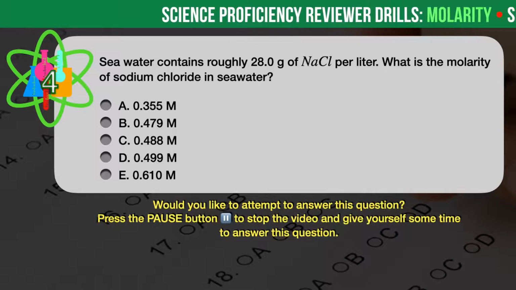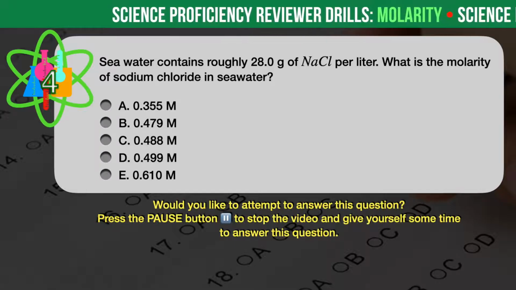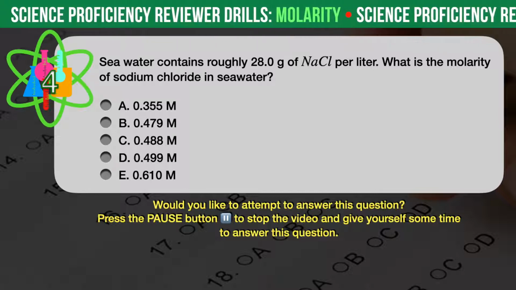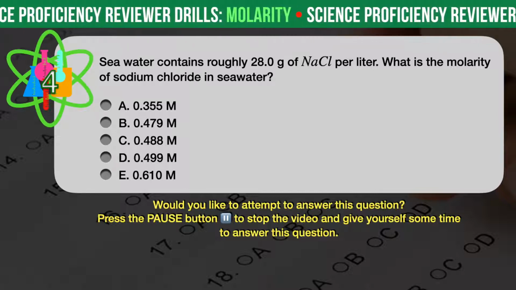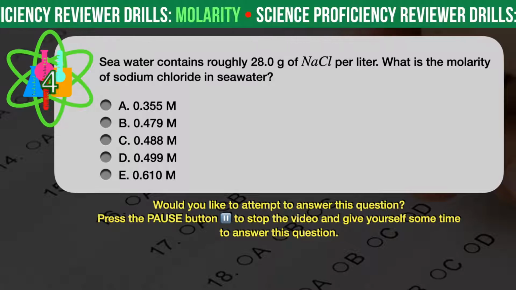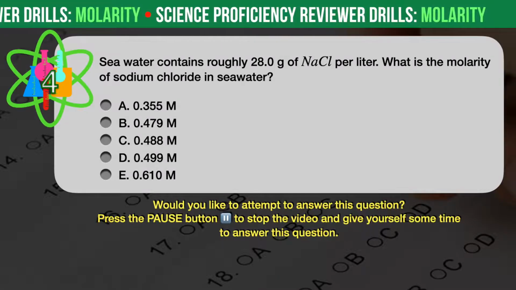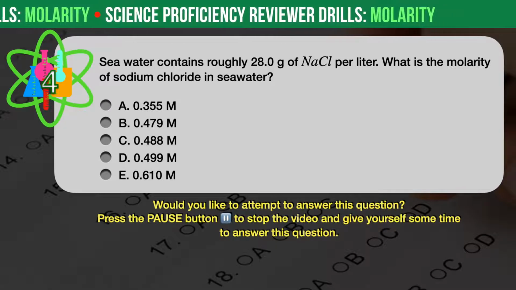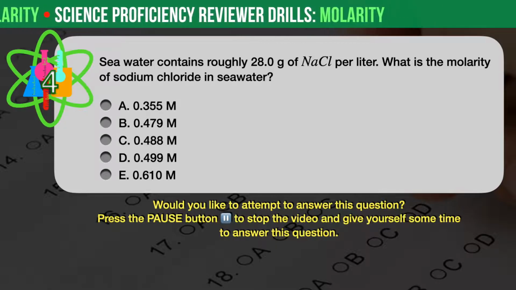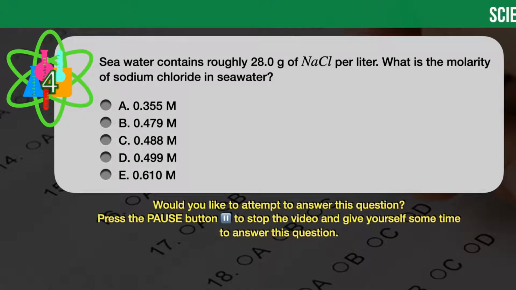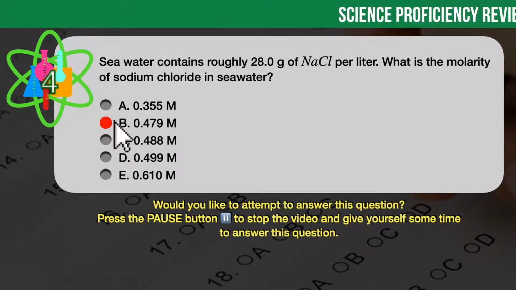Drill question number 4. Seawater contains roughly 28.0 grams of NaCl per liter. What is the molarity of sodium chloride in seawater? A. 0.355 M. B. 0.479 M. C. 0.488 M. D. 0.499 M. E. 0.610 M. The correct answer is B.